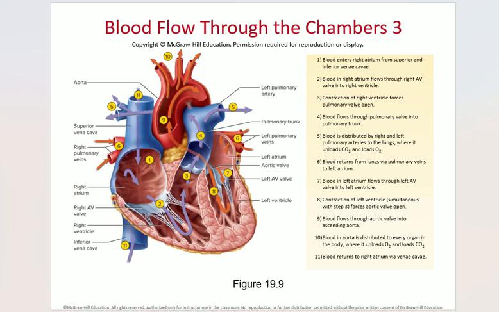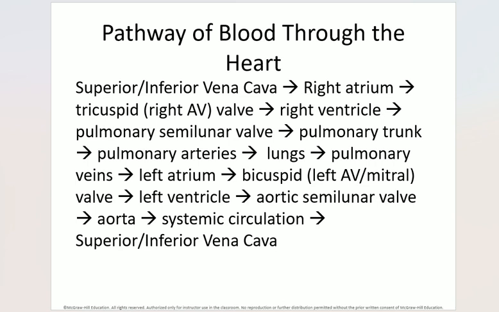So study this, know this. Here it's all written out. But this is what you're going to need to know. You're going to need to know this cycle regardless of where it starts. So memorize, memorize, memorize. If I say starting at the left atrium, trace a drop of blood through the heart, know that you're going to end where you begin. So if you start at the left atrium, you're going to end at the left atrium.